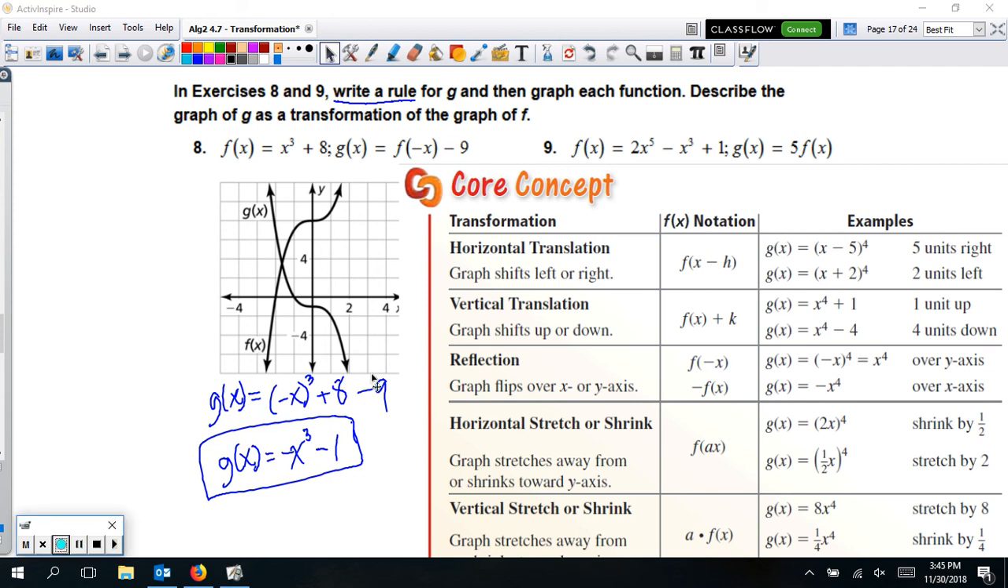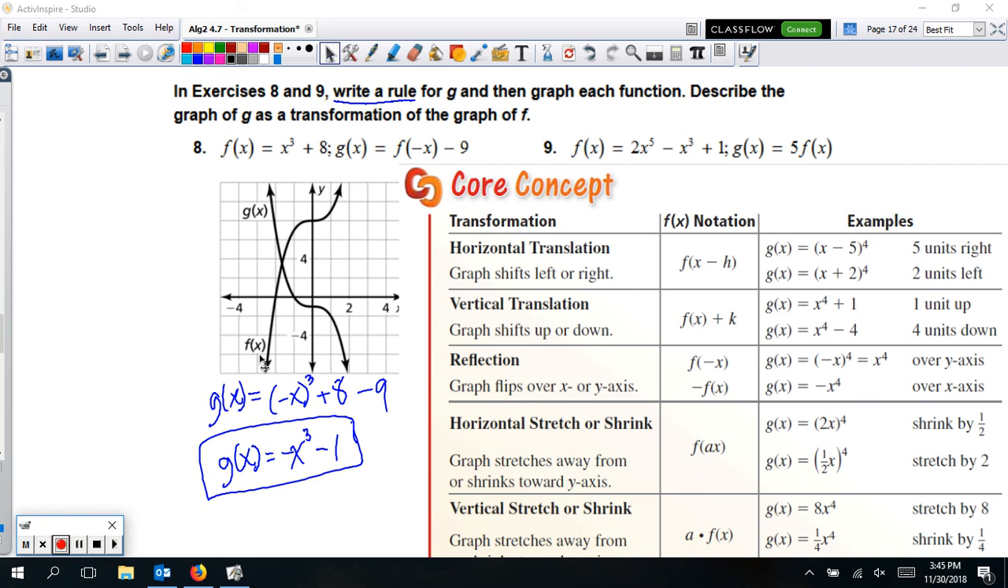Okay, so now that we have this down, we just want to clean this up. We would say, okay, -x to the 3rd power. 3 negatives is still going to be negative, so we'll have -x to the 3rd, and then these two combine to give us a -1. So there's the rule for g of x. And then we could graph this.